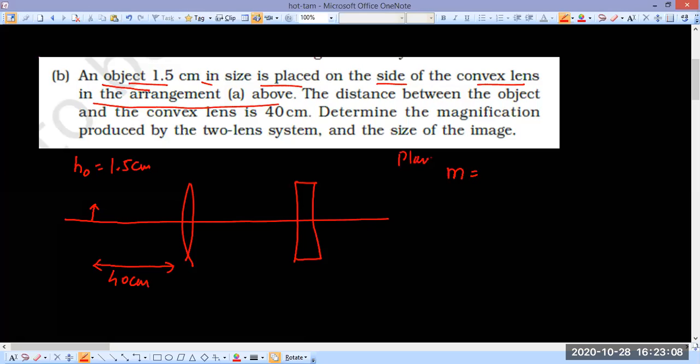The plan is as follows: whenever you have multiple lenses, you can find magnification by multiplying the individual magnifications. બરાબર? આવું આપણે પહેલા એક વખત આવ્યું હતું. So then we can find out the size of the image also. So for M1, what to do? Image distance for first, object distance for first, into image distance for second divided by object distance for second, right? And always, as is the case, the image by the first lens becomes the object for the second lens.